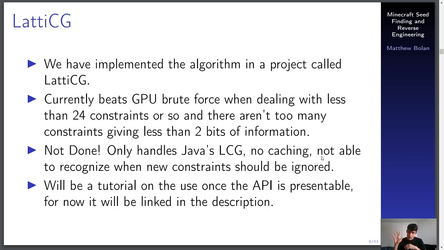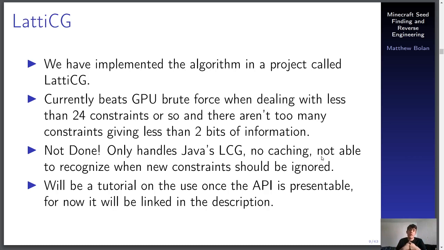So if you want 24 things to go right on a random object, that's a good threshold. For anything less than that, LATICG is probably right for you. The other thing is that the quality of the constraints matters a lot for this algorithm. If you have a bunch of constraints that give less than 2 bits of information, that's going to impact the runtime. We'll hopefully see why that should be the case later on in this video. I'll also say that LATICG is not done. Currently, we are only handling Java's LCG.